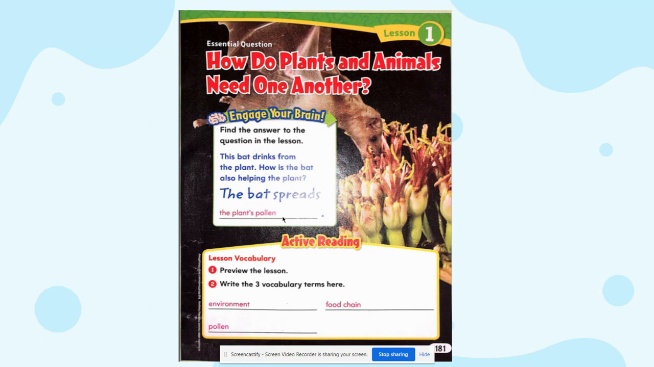Then I want you to write the three vocabulary words where it says active reading. You're going to write environment, food chain, and pollen. Those three vocabulary words. Now remember, this is a recording. You can stop or go back if I'm going too fast. I'm going to move on to the next page, but you can always stop the video so you have time to write the vocabulary words.